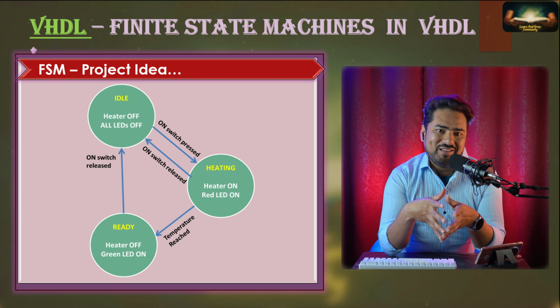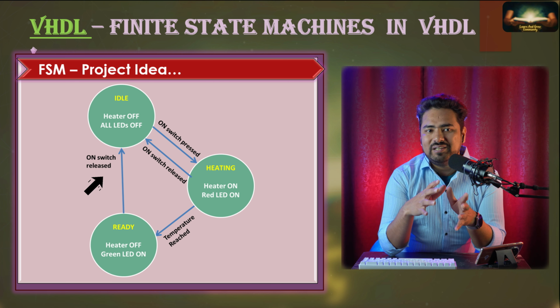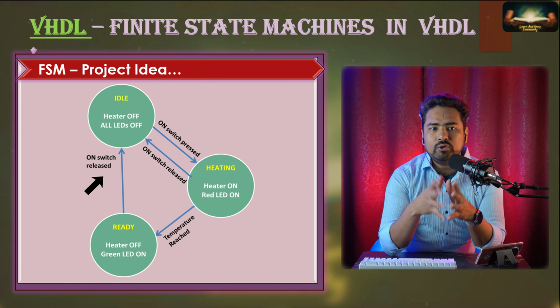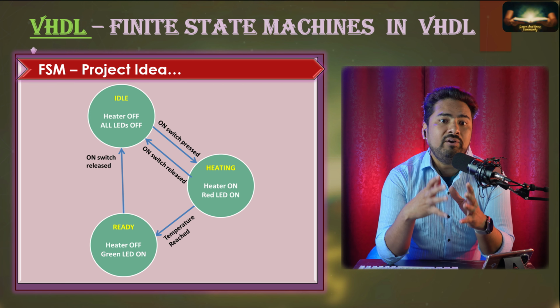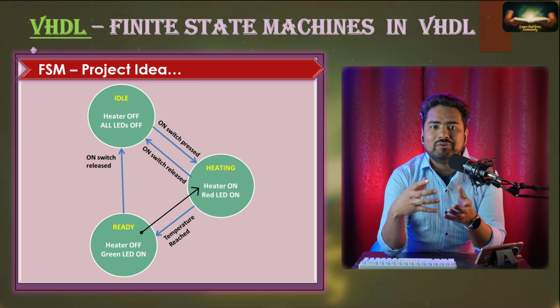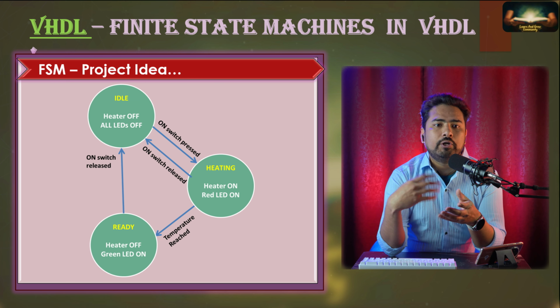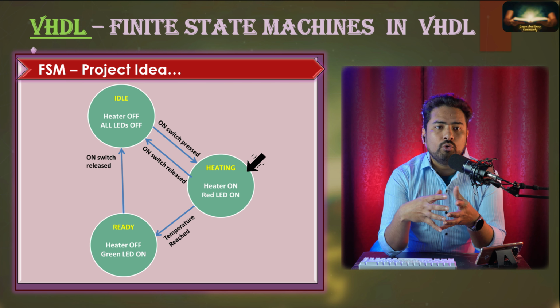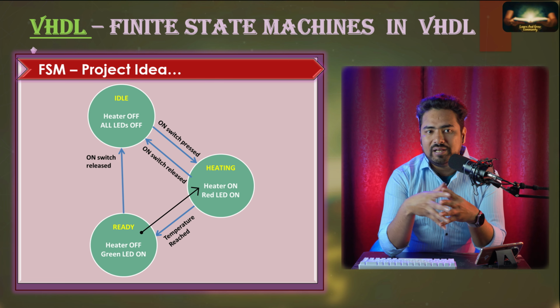Now, after you take a bath, you want to switch off your geyser, right? So you made this transition as well. Meaning when the switch is released, it goes to the idle state again. Now you can also add one more transition from the ready state to the heating state, right? For example, if the temperature goes below some threshold, then you want to turn on your heater again. So you can add this transition as well.